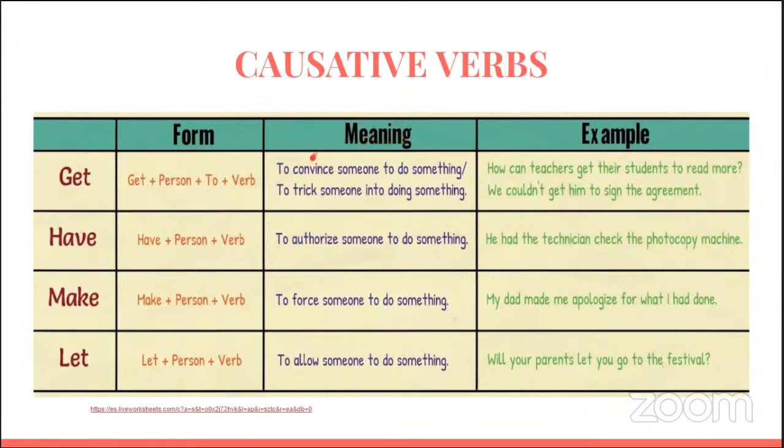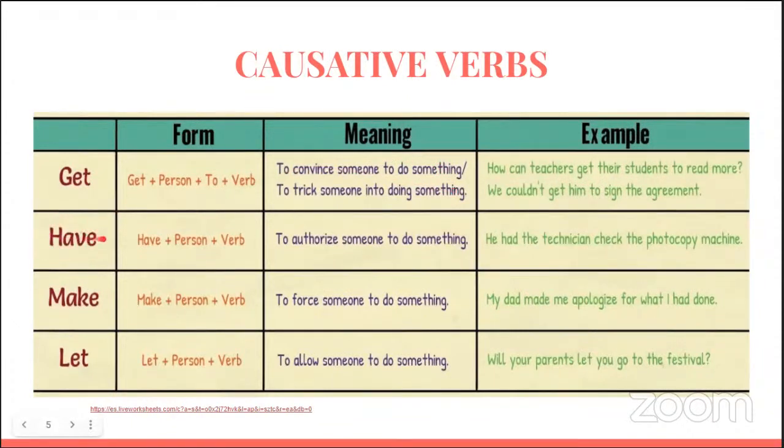And the meaning of this can be two things. The first one, to convince someone to do something. And here we have an example. Could you read it, please? How can teachers get their students to read more? And to trick someone into doing something: we couldn't get him to sign the agreement. Yes. So these are the two meanings of get, followed by a person, followed by an infinitive: to convince someone to do something or to trick someone into doing something.